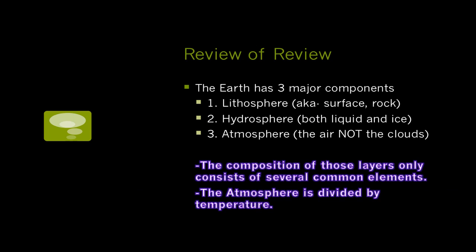And that's it. This video is very short. Just a couple of loose ends here in Chapter 1. Here's a good, simple list to include into your notes. Three major components. The composition is made of several common elements, and the atmosphere is divided by temperature.